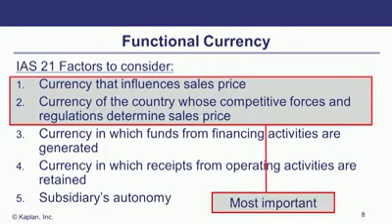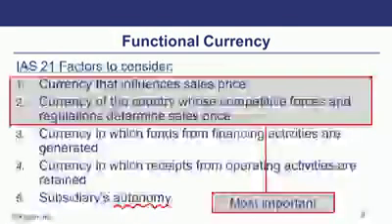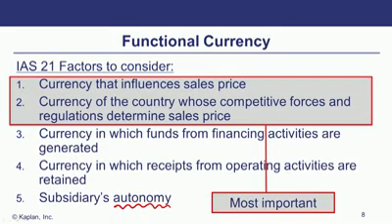Now, to that end, they talk about looking at the subsidiary's autonomy. Now, if you have a totally autonomous subsidiary, what does that really mean? It means your subsidiary is making its own investing, financing, operating decisions. Then chances are the local currency is the functional currency.